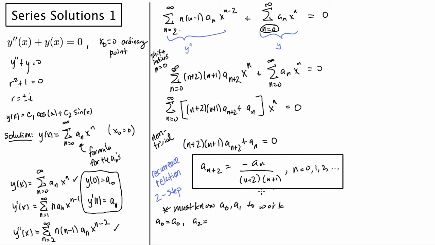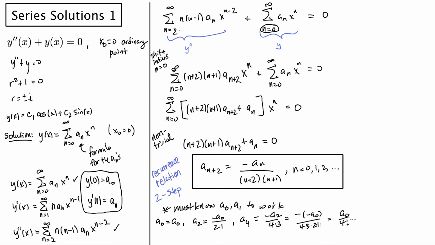Then I'm looking at A2. I'm using this recurrence relation. A2 would be when n is 0, that's equal to minus A0 over 2 times 1. A4 is minus A2 over 4 times 3. But I already know what A2 is. A2 is the same thing as minus A0 over 4, 3, 2, and 1, which is another way of saying A0 over 4 factorial.